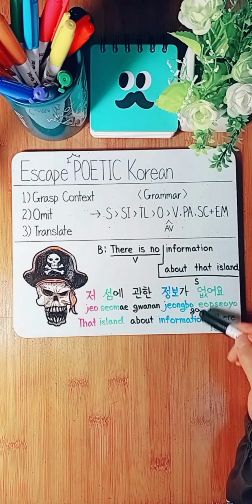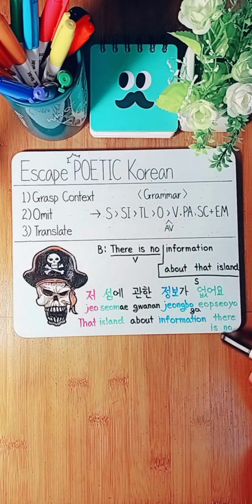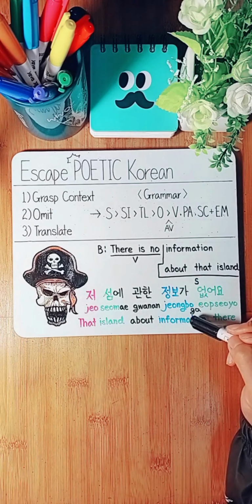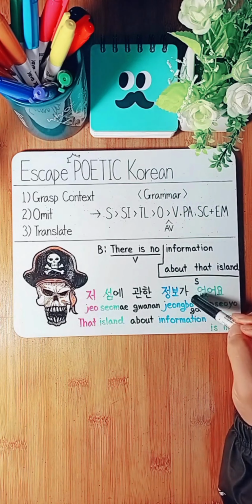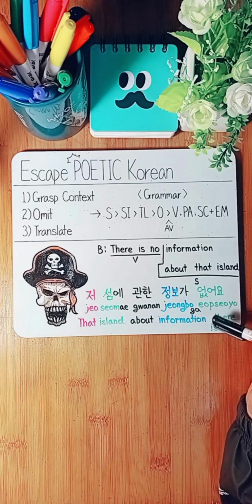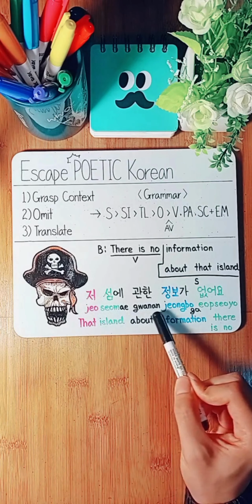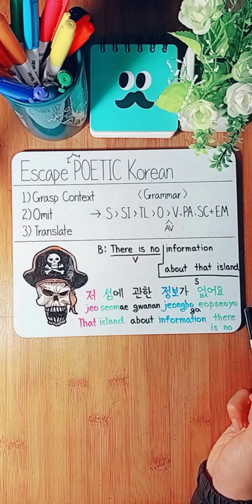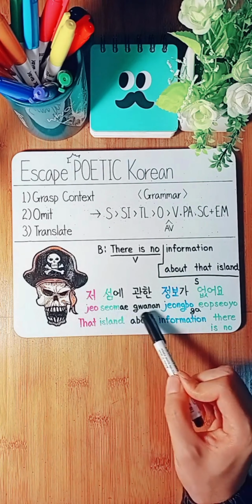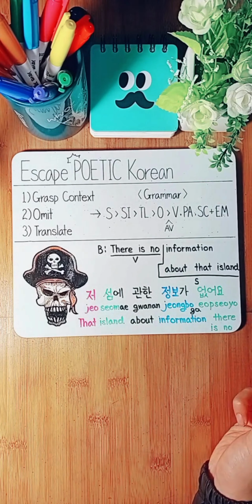So the subject particle will mark that. Okay, the subject particle will say, well, this is the part of the context where, yes, so let's not go is kind of implied. Okay, so altogether, 저 섬에 관한 정보가 없어요. 저 섬에 관한 정보가 없어요.